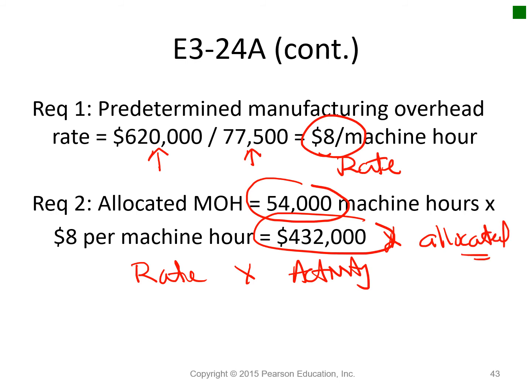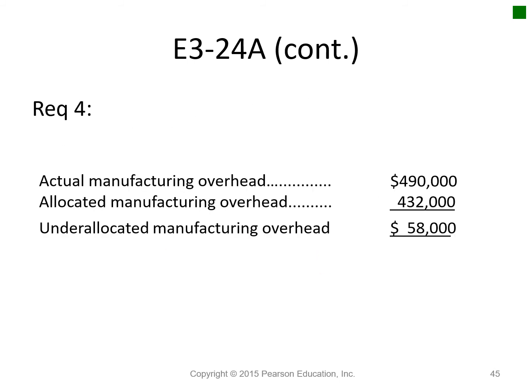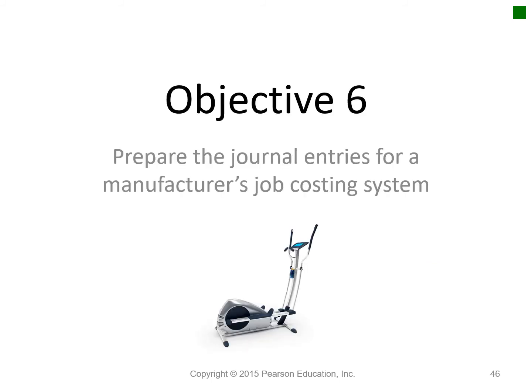So then the next step will be to compare this to the actual overhead. And so we figure out that the actual is 490 and the allocated was 432. In this case, we are under allocated by $58,000. We did not put enough overhead into the job, so our costs are going to be too low. Okay, so now we're going to walk you through the journal entries on how to record the job order costing problems. We'll walk you through the journal entries on how to correct the over or under allocated overhead as well.